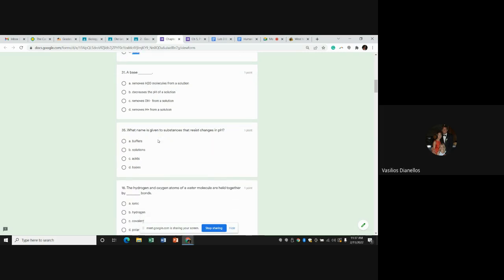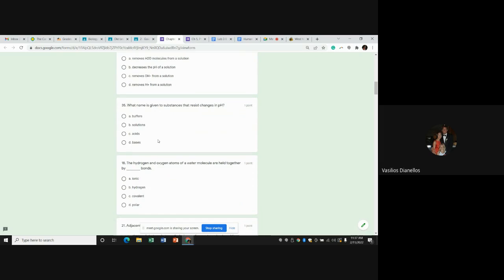What name is given to a substance that resists changes in pH? Is pretty straightforward. The answer is just buffer, right? A buffer is something that resists changes in pH. You learned about it in lecture. You learned about it in lab. There's nothing much to say about it.